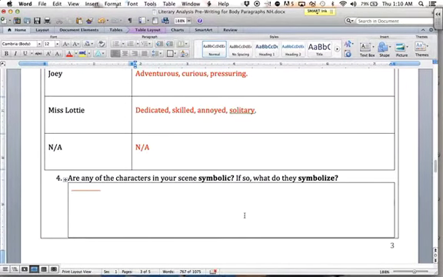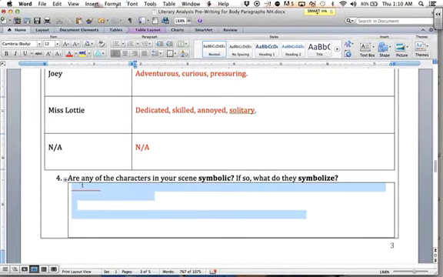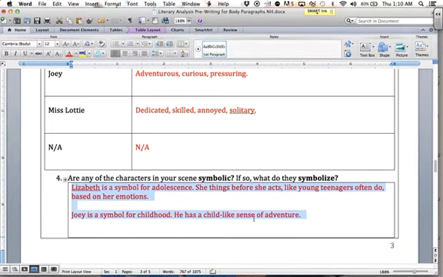Now, number 4. Are any of these characters in your scene symbolic? If so, what do they symbolize? Now, one of the big symbols for characters that we talked about in To Kill a Mockingbird was that idea of being a mockingbird, right? Singing a beautiful song, but not harming anybody, all right? In my story, in Marigolds, I have 2 characters that can act as symbols. Lisbeth is a symbol for adolescence.